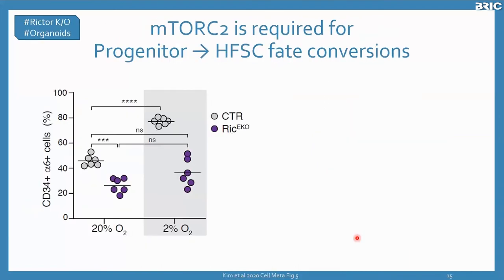Thankfully, I was able to obtain RICTOR knockout mice. So I utilized this RICTOR epithelial-specific knockout using K5 Cre, and I subjected these cells to 20% oxygen and 2% oxygen organoid development. What you can see here is that in the case of RICTOR knockout, fewer stem cells were produced in organoids, both in 20% oxygen and 2% oxygen, indicating perhaps that mTORC2 is required for progenitor cells to convert their fate into hair follicle stem cells.